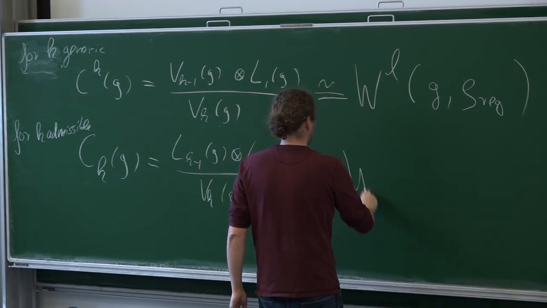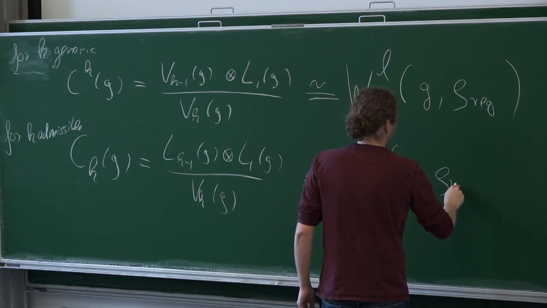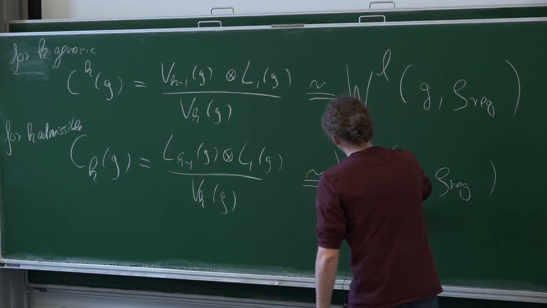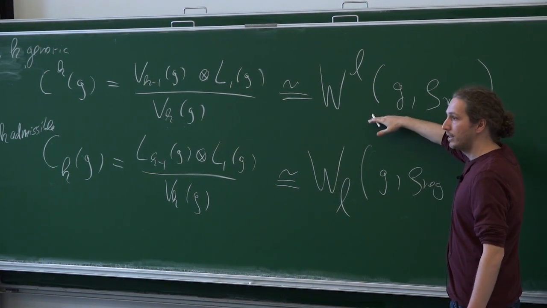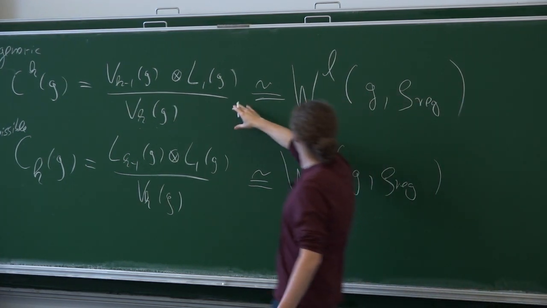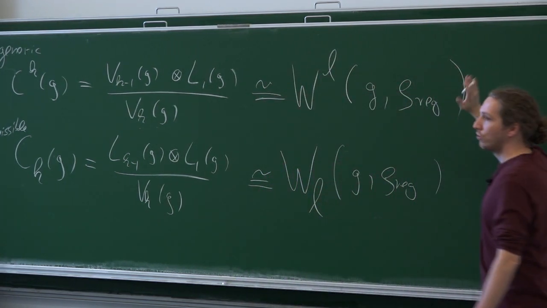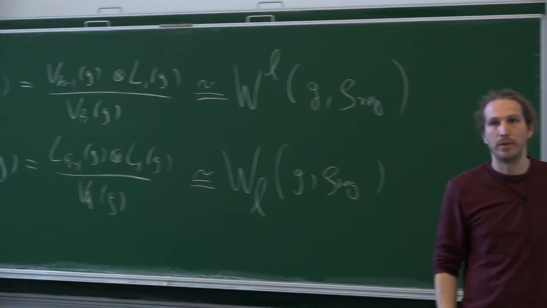we have the same type of isomorphism. The lower index means it's the simple quotient, the simple W-algebra. Here it means the universal one. This means the same thing as here: I quotient by no null vectors at all, while here I quotient by all of them. That's the difference between the two.